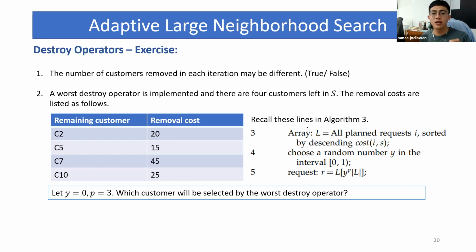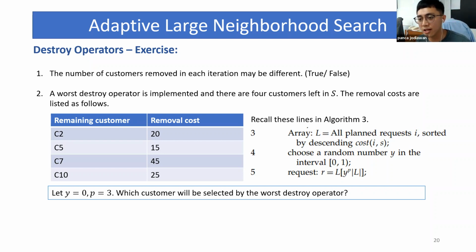Okay, thank you for the answer, Mr. Andrew. So let's calculate the R. R equals L, and then we calculate the operation there. We need to take the power: 0 to the power of 3 is 0, and then we multiply 0 by 4, it's also 0. So it means that we need to take the request L0.